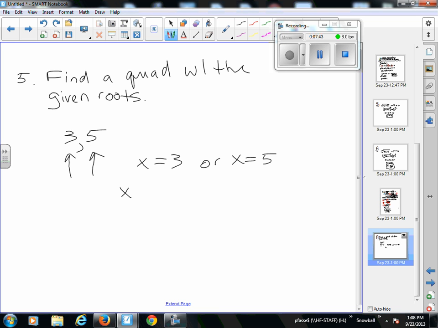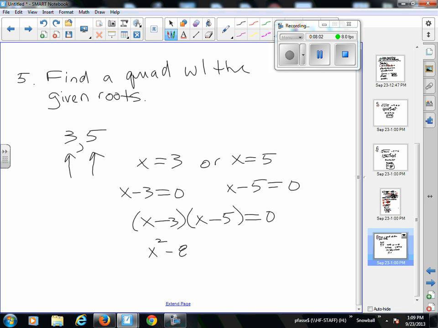Well, if I move that over, think just going backwards, if I have x minus 3 equals 0 and x minus 5 equals 0, that came from the factorization of a quadratic, x minus 3 times x minus 5 equals 0. And lastly, they want it in standard form, so we distribute: x squared minus 8x plus 15.